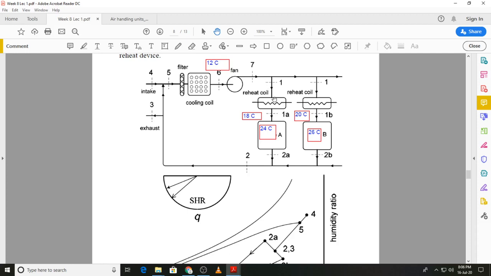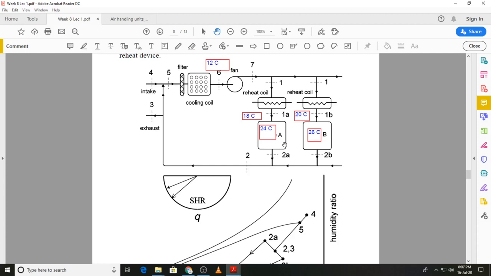Now this reheat coil will heat up the air from 12 degrees C to 18 degrees C, and similarly it will heat up the air that comes at 12 degrees C to 20 degrees C for zone B. So by this use of reheat coils we are able to meet the requirements of multiple zones.